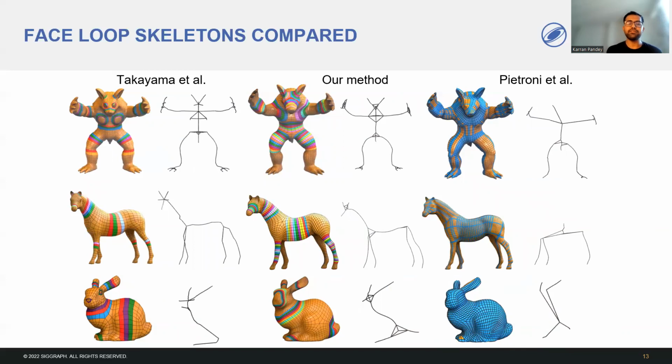A single large self-intersecting face loop is highlighted in blue for each shape, which is potentially the cause of the unintuitive face loop skeletons in the right.